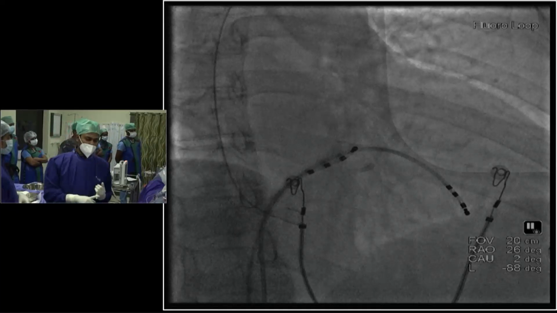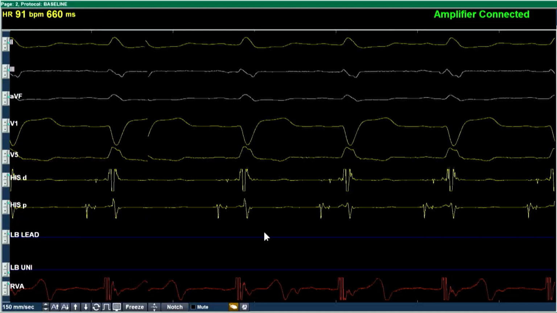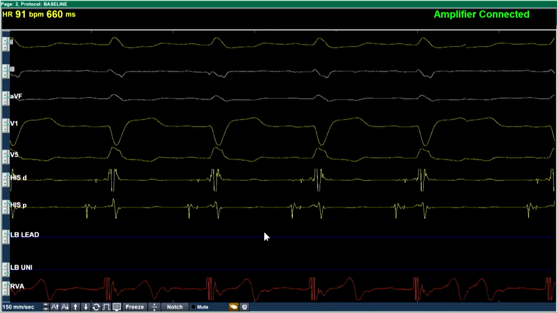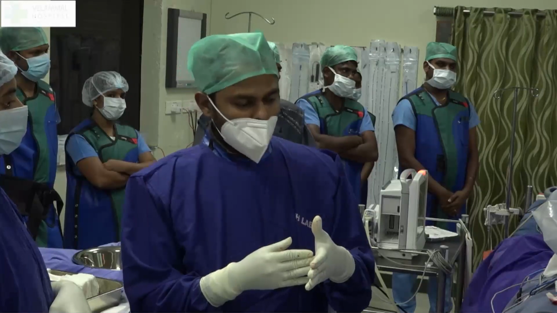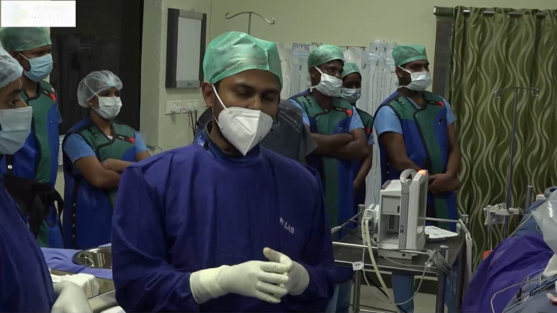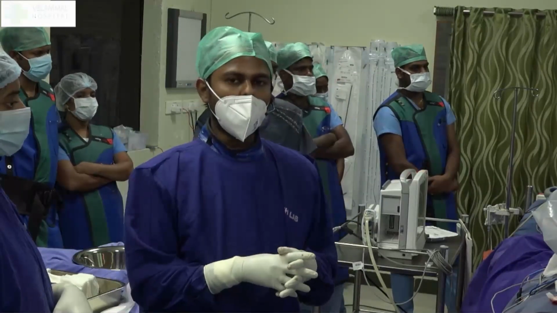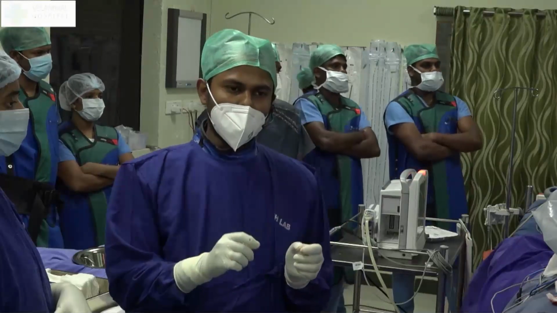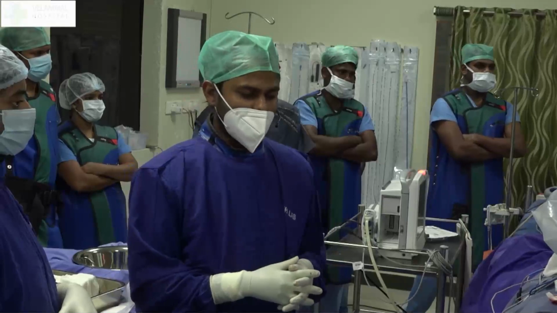So in lead V1, you have to see whether you are getting a W pattern from the right side of the septum. You are pacing from the right side of the septum, and your left bundle is on the other side. So you have to see whether you are getting a W pattern in lead V1. But what we have observed is the W pattern will be seen in at least 80%. The rest 20% will not have a W pattern, so that is not a compulsory criterion to penetrate the septum to reach the left bundle branch area.